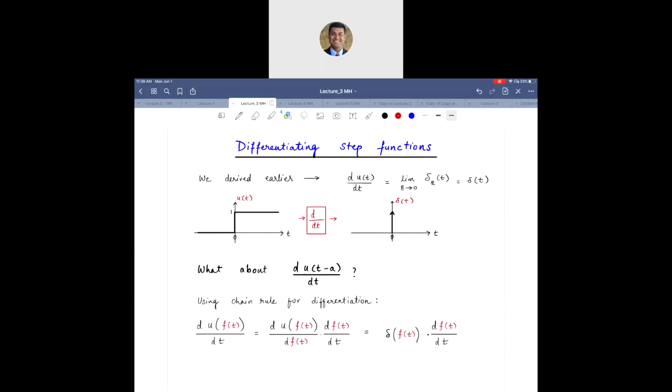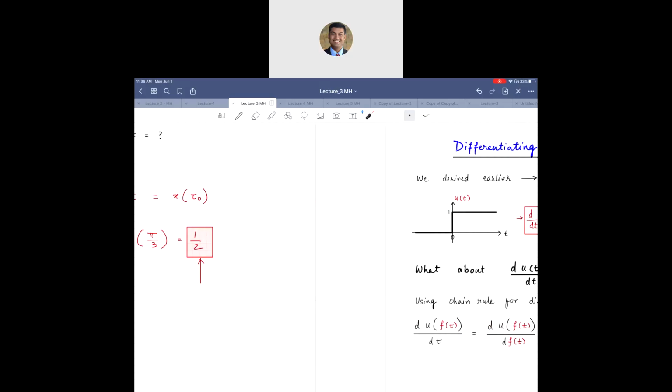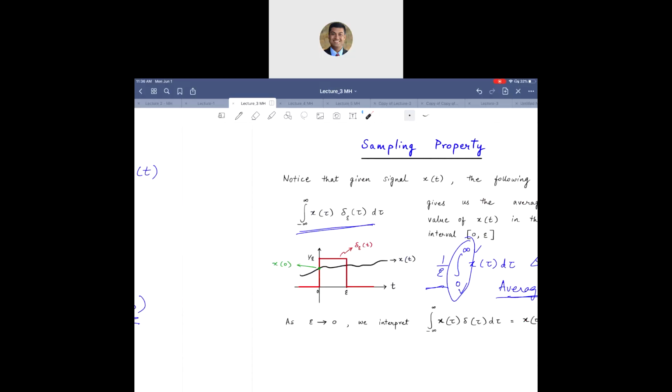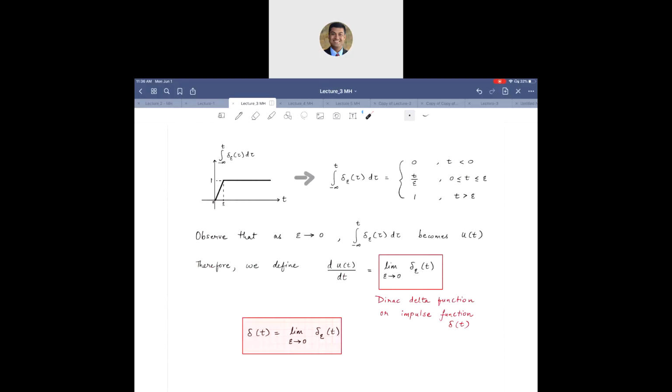Let's move on here. Let's now talk about differentiating step functions. Now that we have introduced the concept of an impulse, things are going to be much simpler. So what we derived earlier is this. If you want to differentiate the unit step, all you have to do is, let me just show you where we discussed this, when we were doing the derivative, quite a bit back.